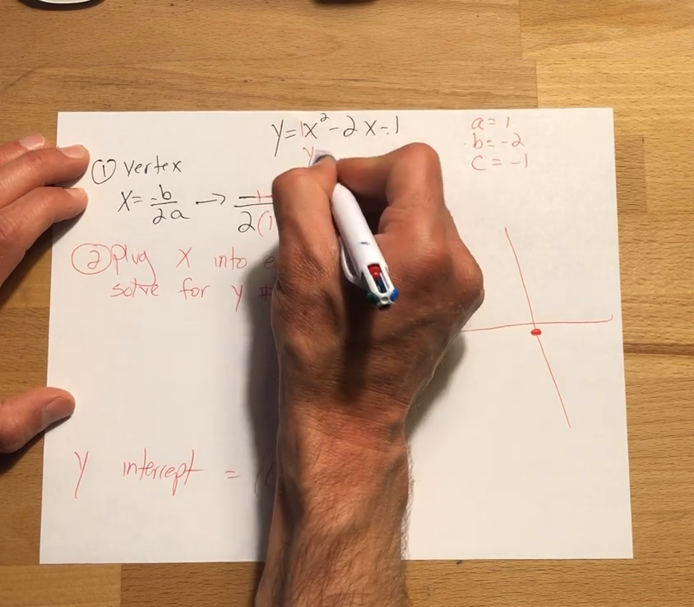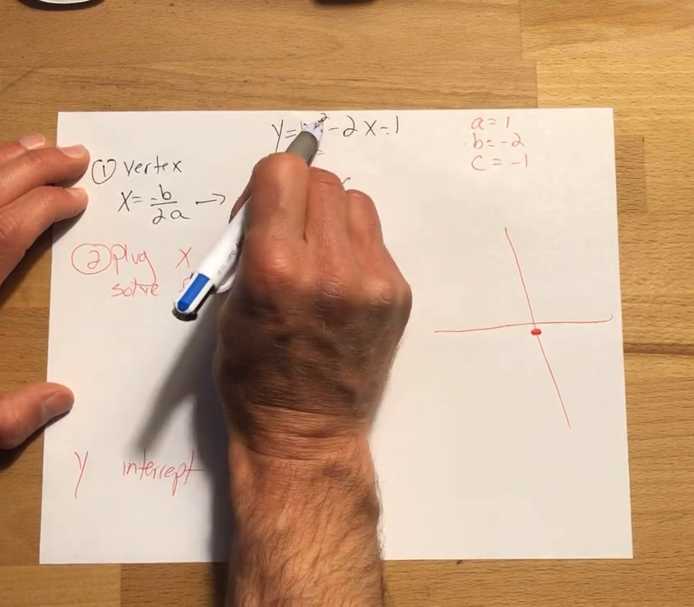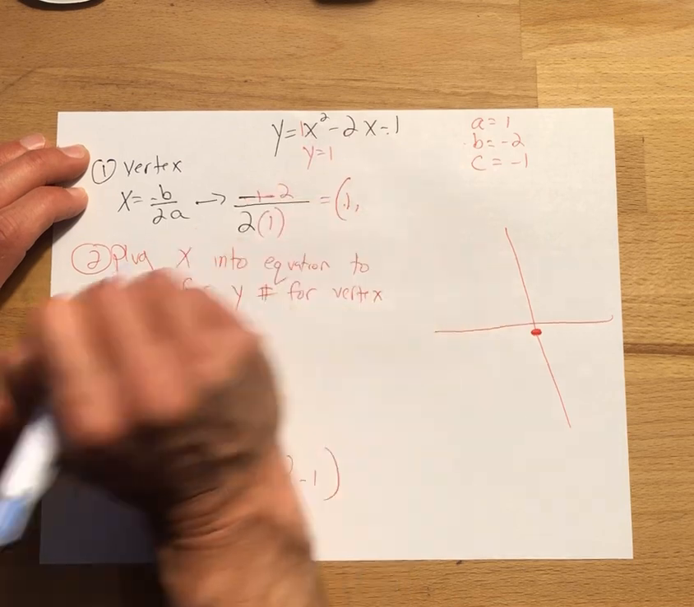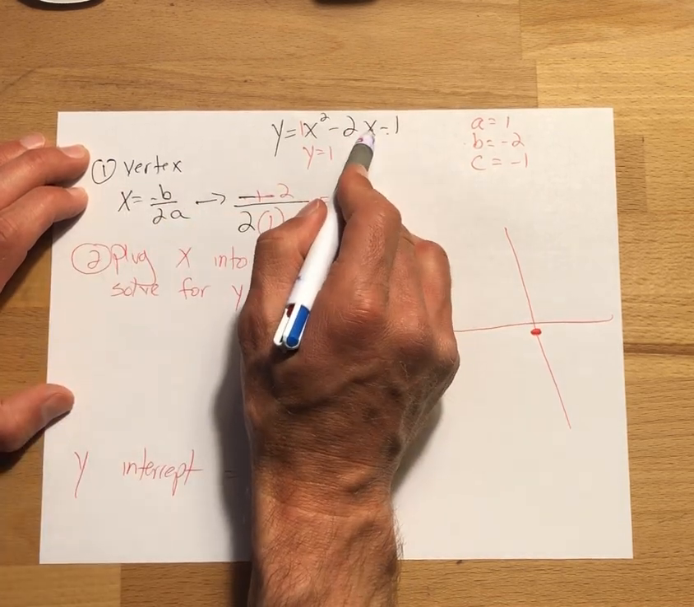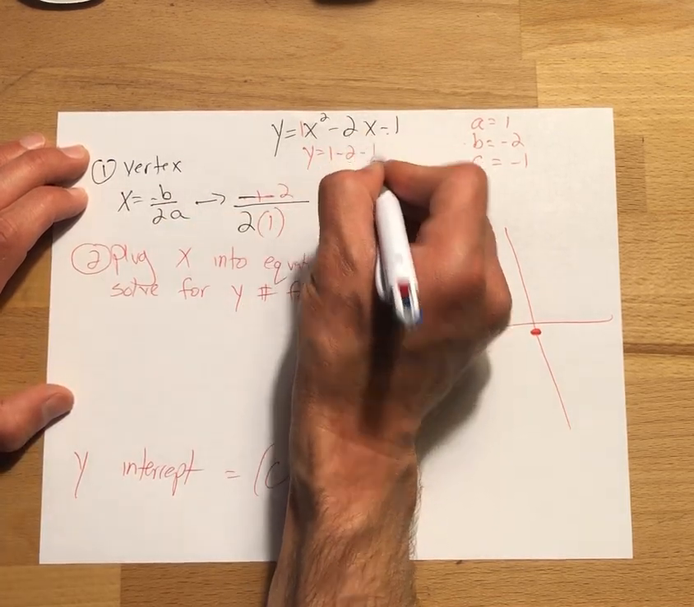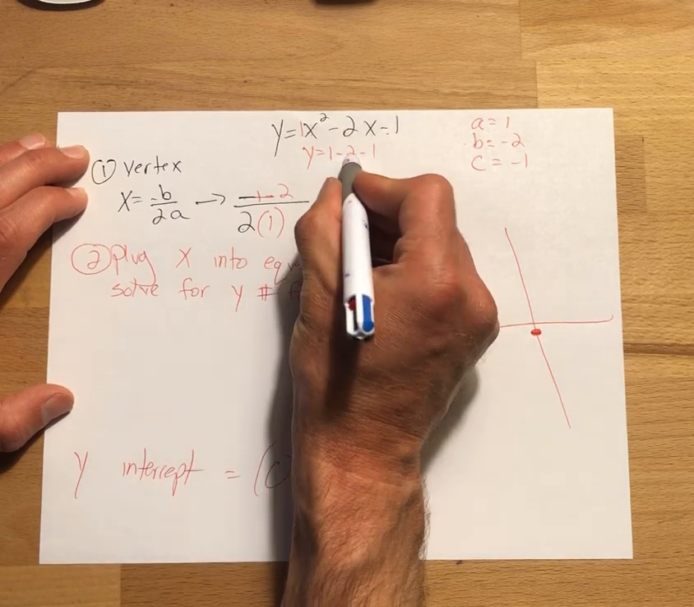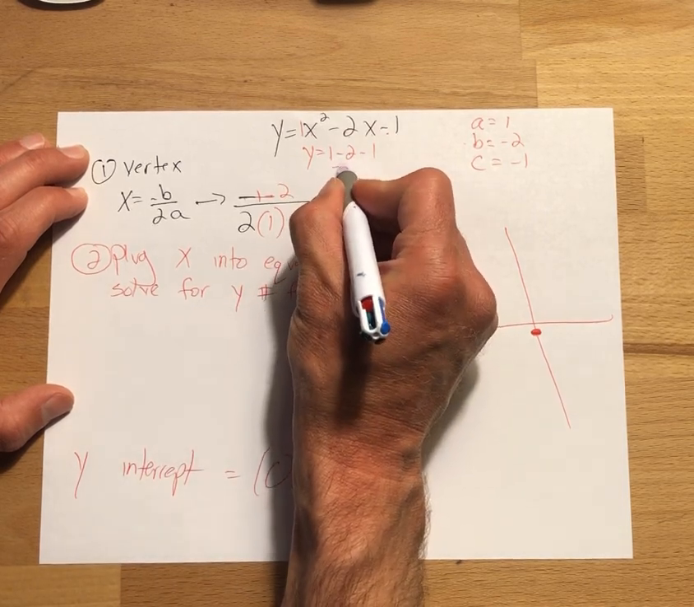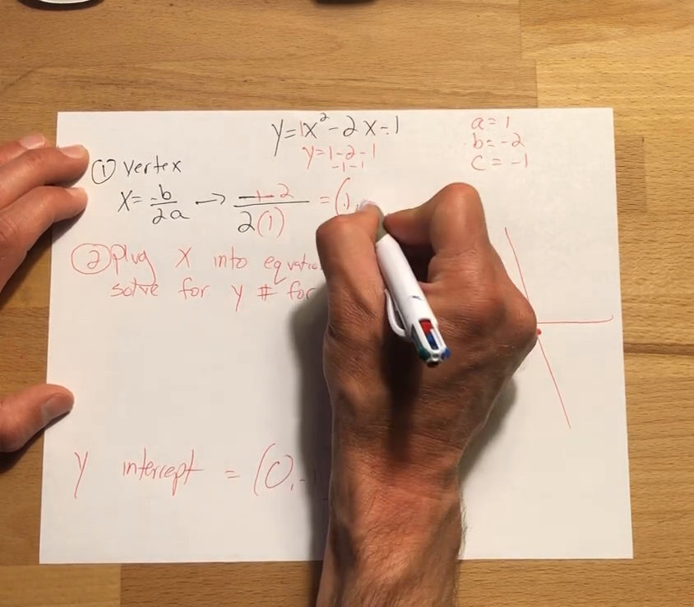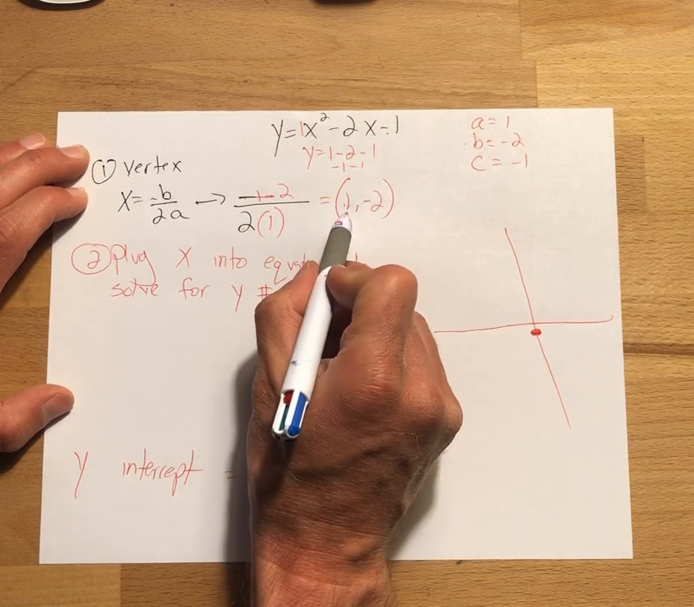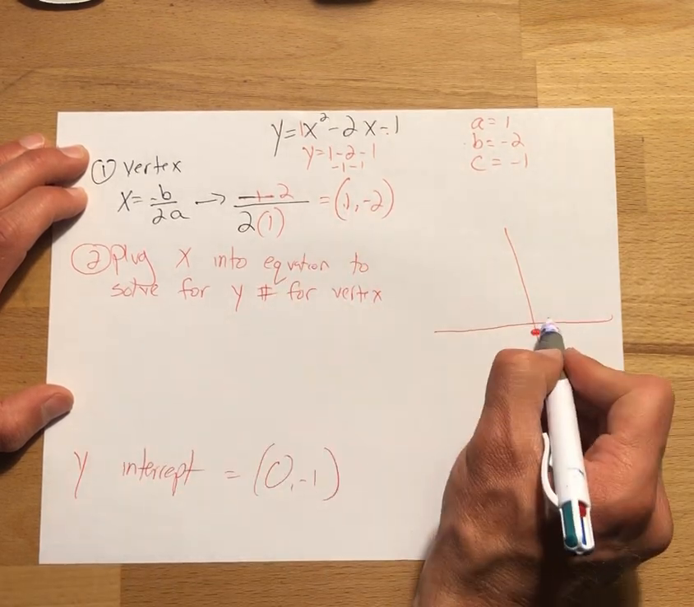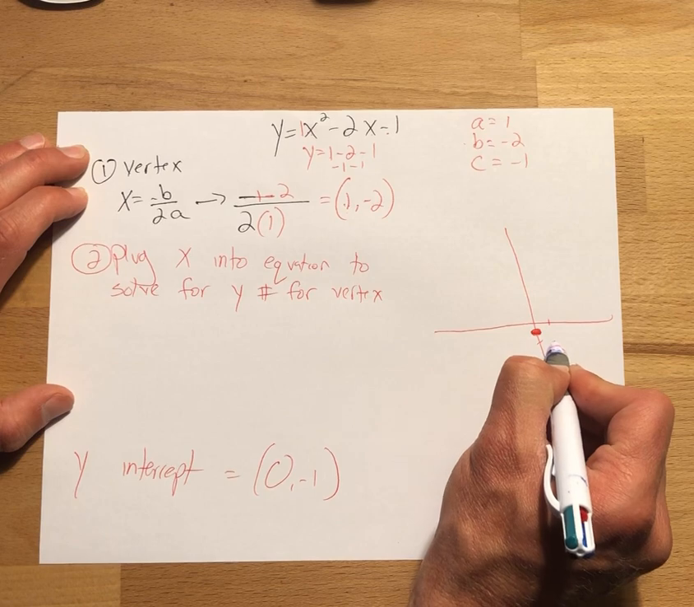So I get y equals 1 squared is 1 times 1 is 1. Negative 2 times 1 is negative 2 minus 1. 1 minus 2 is negative 1, and another negative 1 gives me a negative 2. Here's my vertex. 1, negative 2, right here.